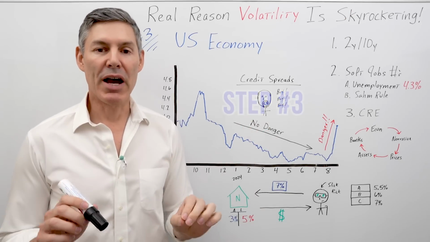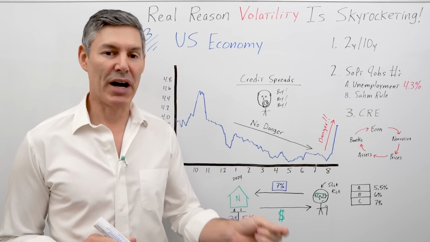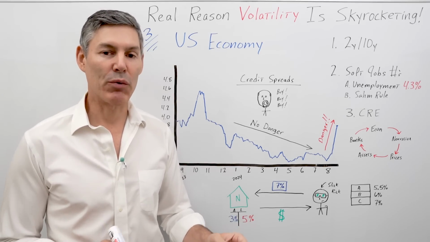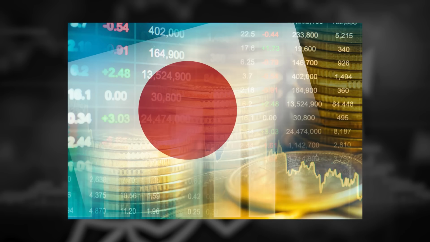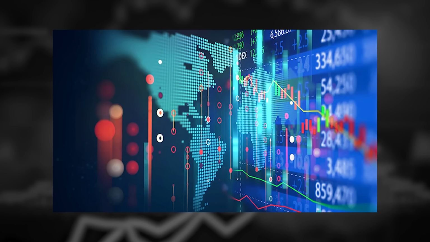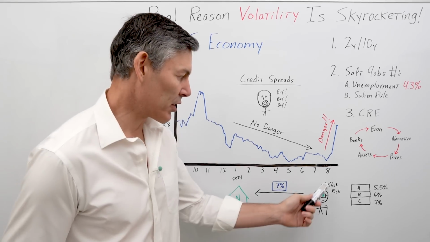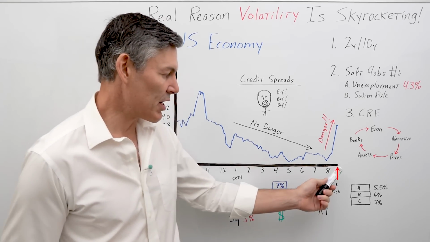Step number 3. Now let's look at the U.S. economy, and then we will connect the dots between what's happening with the U.S. economy, the Japanese banks, and how this is being reflected in their share price and the volatility in global markets. Let's start by looking at a chart going all the way back to September of 2023 to today's date.